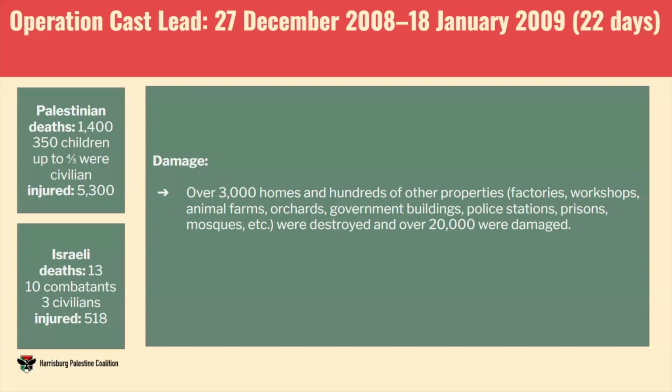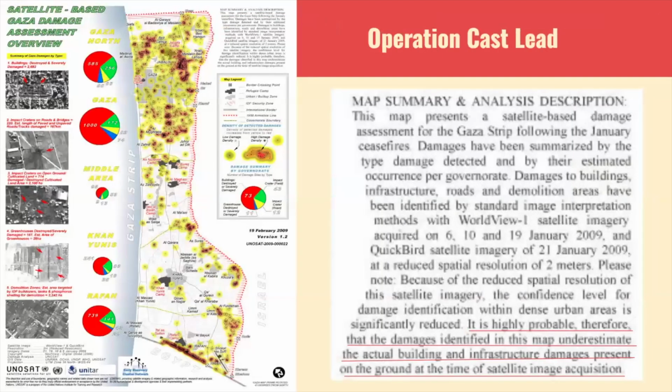So this is a satellite image map of the damages from Cast Lead, and the big block text is just what was blown up from the upper corner. The important part is a sentence at the end, and it says, "It is highly probable, therefore, that the damages identified in this map underestimate the actual building and infrastructure damages present on the ground at the time of satellite image acquisition." So you look at this map, and that is a significant amount of damage, and then to realize that this is an underestimate of how much damage occurred. And this strip is less than a marathon long. It is 25 miles long.